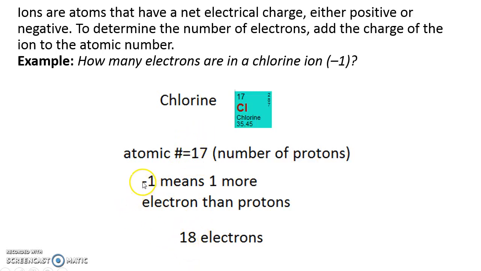I know it seems weird because it says -1, so you're probably going to want to subtract, but don't do that. You actually want to add 1 because electrons are negatively charged. So it would have 18 electrons and 17 protons.